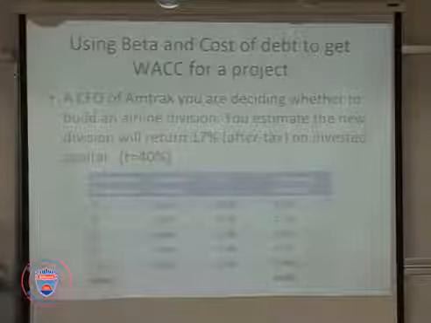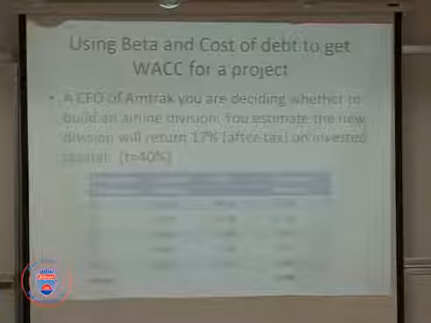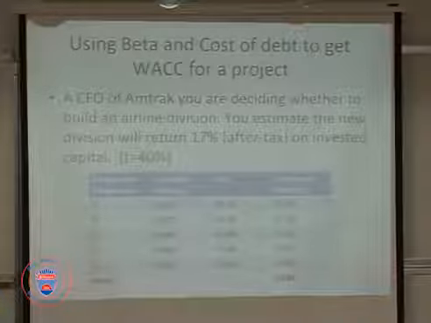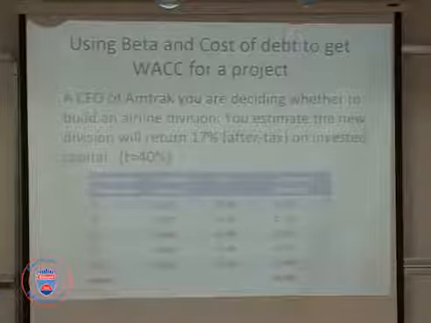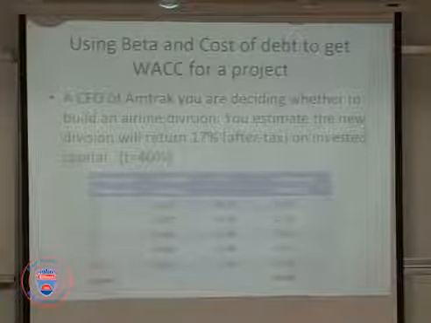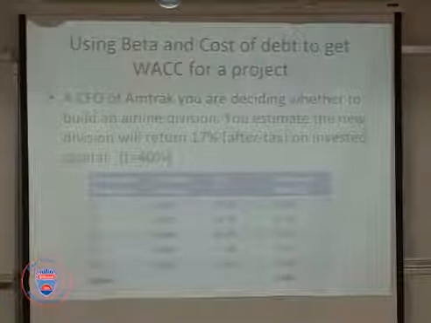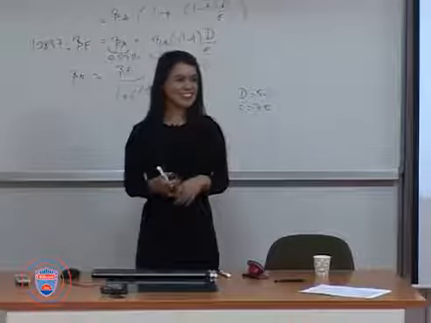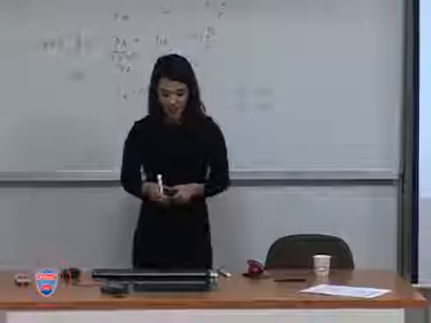Okay, so suppose that we are the CFO of Amtrak. Do you know what Amtrak is? Yeah, California train company. Okay, you were very excited about it. You've been to California? Yeah. Okay, yeah. So it's basically railroads and bus. I think they have buses as well.